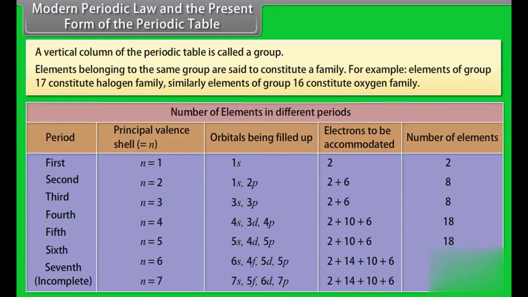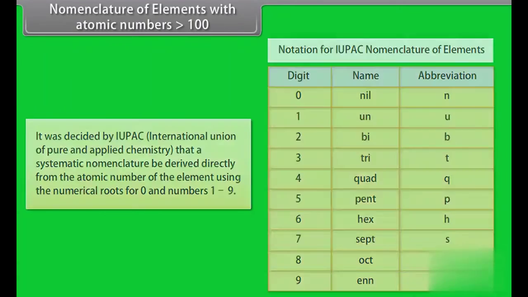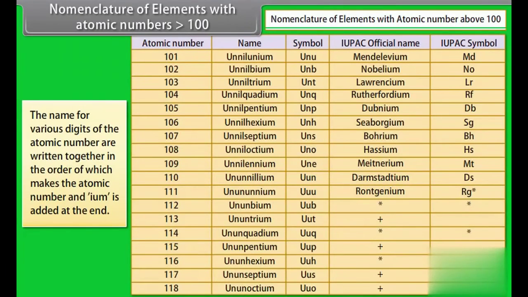Similarly, elements of group 16 constitute the oxygen family. Nomenclature of elements with atomic numbers greater than 100. It was decided by IUPAC, the International Union of Pure and Applied Chemistry, that a systematic nomenclature be derived directly from the atomic number of the element using the numerical roots for 0 and numbers 1 to 9. The names for the various digits of the atomic number are written together in the order which makes up the atomic number, and "ium" is added at the end.